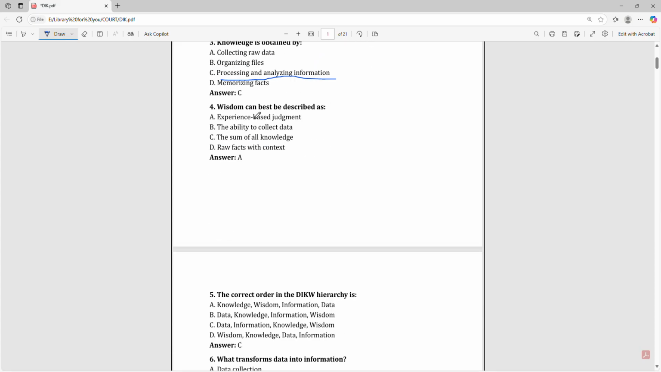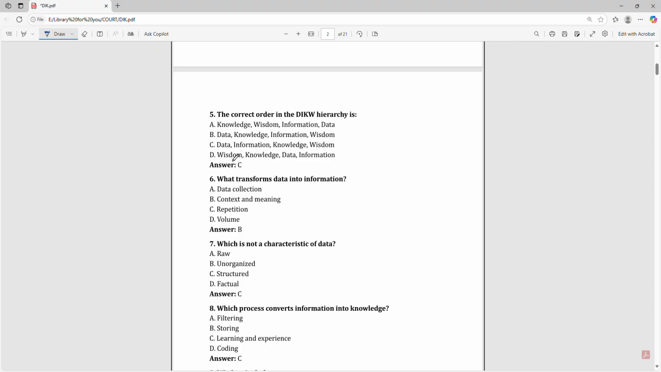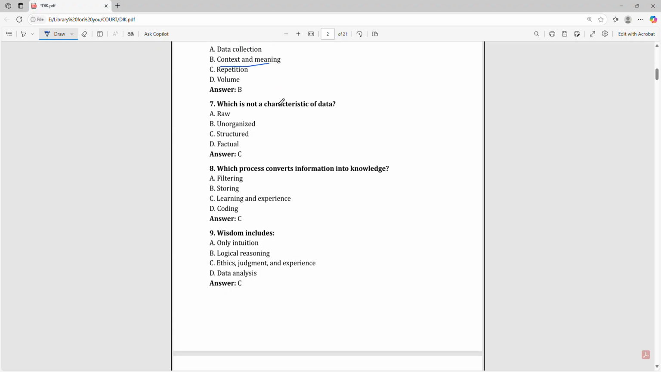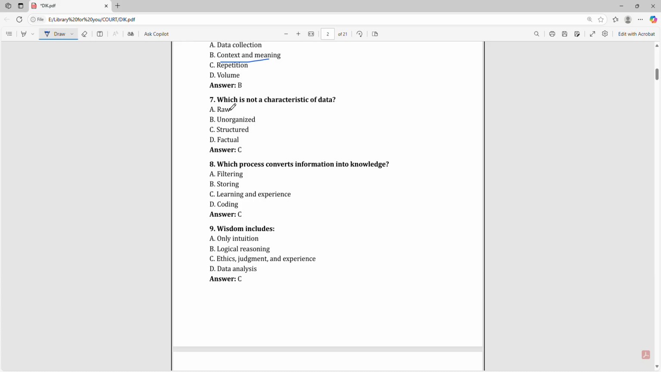Wisdom can best be described as experience-based judgment. The correct order in the DIKW hierarchy is data, information, knowledge, and wisdom. What transforms data into information? That is context and meaning. Which is not a characteristic of data? That is structure.